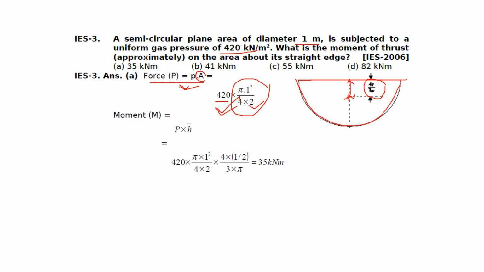So this is P into h bar, and this is h bar. This is the force and this is 4r by 3 pi. r will be 1 by 2. If you simplify, you'll get 35 kilonewton per meter. So the answer is A. I don't think you cannot understand this question. Very simple question. Just get the force and multiply with h bar, which is 4r by 3 pi, and you will get the moment.